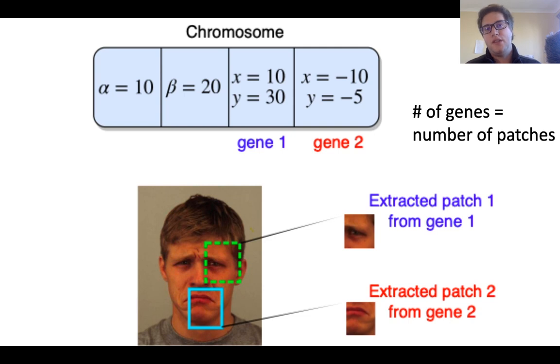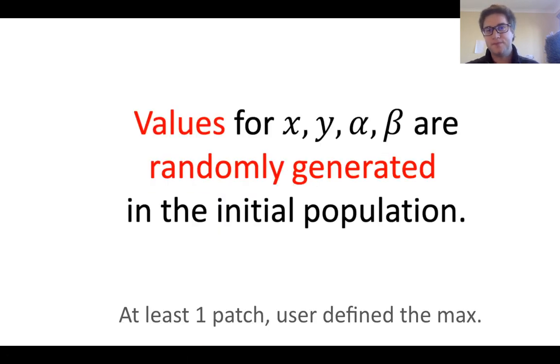Now here is an example where we have 2 genes. The number of genes determines the number of patches to extract. Here we have 2 genes, so we would extract patch 1. We can see an example of patch 1 being extracted relative to the nose, and patch 2 being extracted also with coordinates x and y relative to the nose, and the size of the patch is determined by the parameters alpha and beta, which are also encoded into the chromosome.